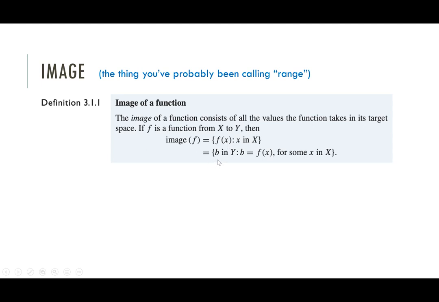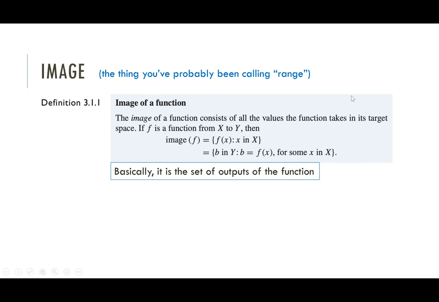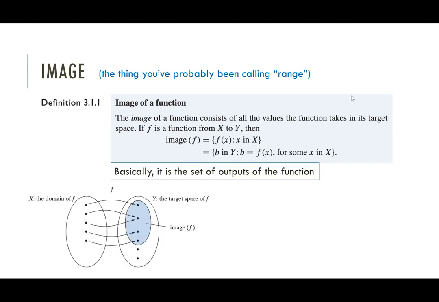Another way to write that is, if b is in your codomain, then it's got to be a b such that it is equal to some f of x. So it's really the set of outputs of your function. Like I said, you know this already. If you're talking about finite sets, you've got your domain, and what the book calls the image is just the range. It's the set of outputs of your function.